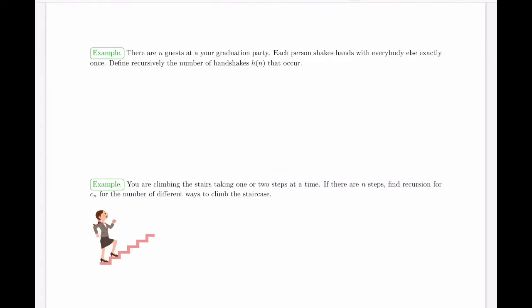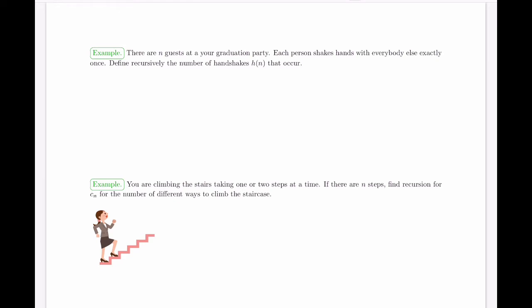Let's practice more on how to actually put together the recursive functions themselves. So here's a very famous example on the number of handshakes. You have n guests at your graduation party. Congratulations, you are graduating. Each person shakes hands with everybody else exactly once. We would like to define recursively the number of handshakes that actually occur.